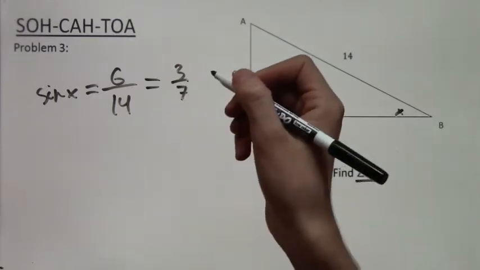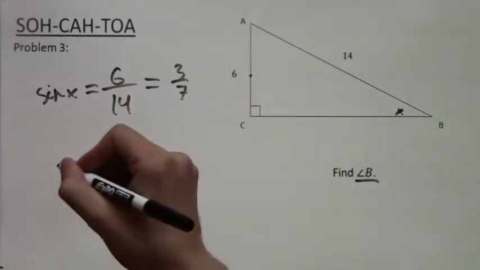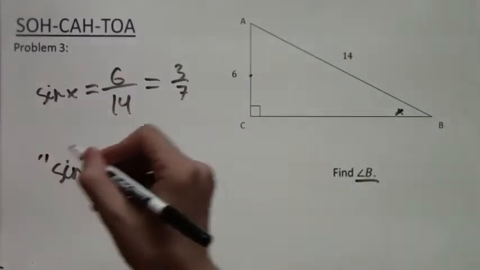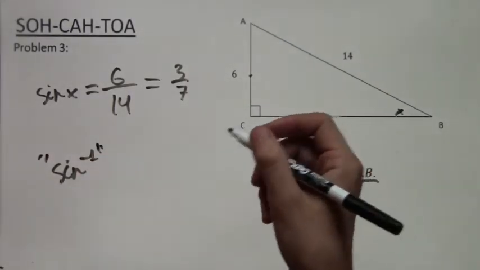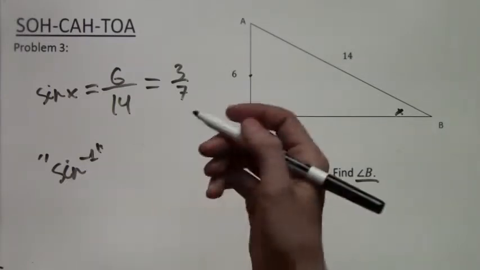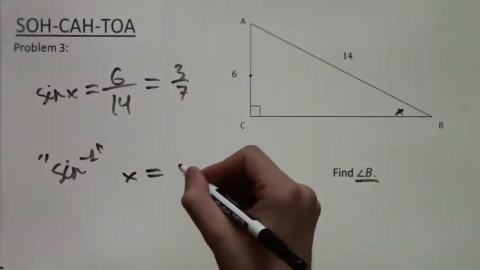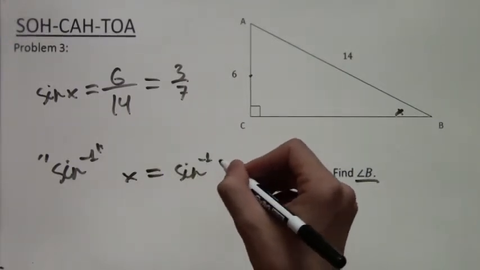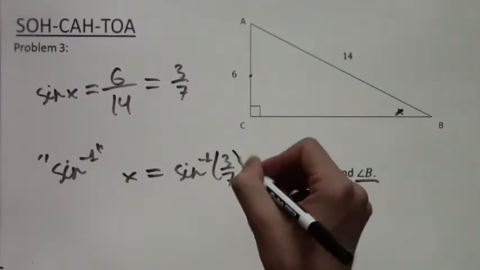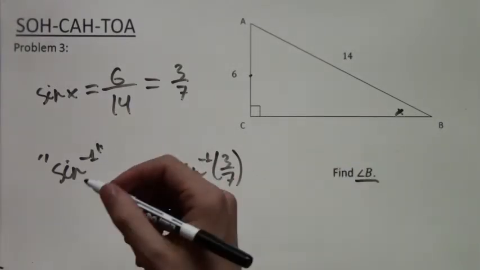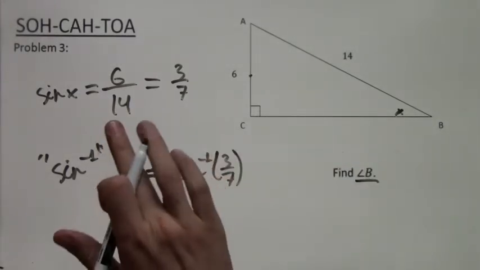Now you can't really take sine of x, because x is unknown. So this is where I'll introduce the inverse sine, or as it's usually written on calculators, sine to the negative 1. It's a special button which undoes the sine, kind of like a square root is for a square. So we apply sine inverse to both sides, and we get x equals sine inverse of 3 over 7.